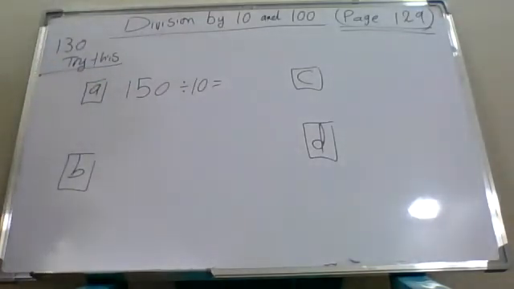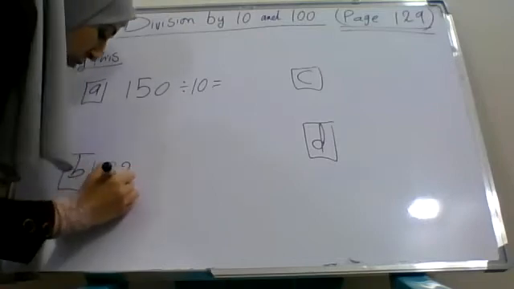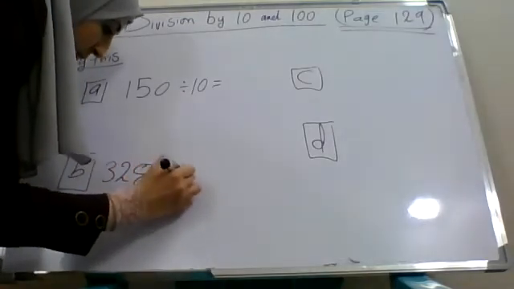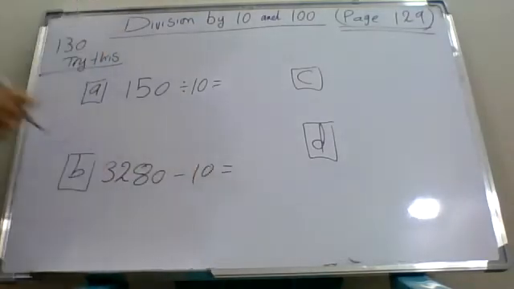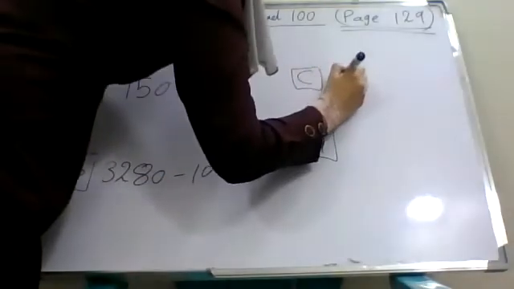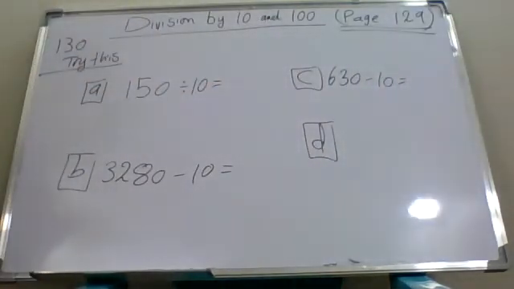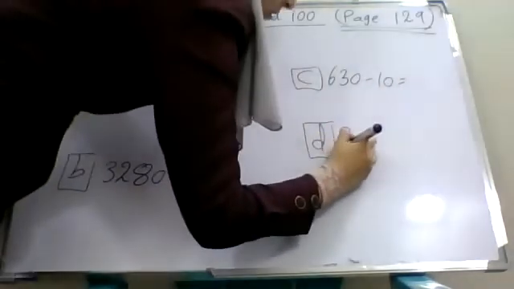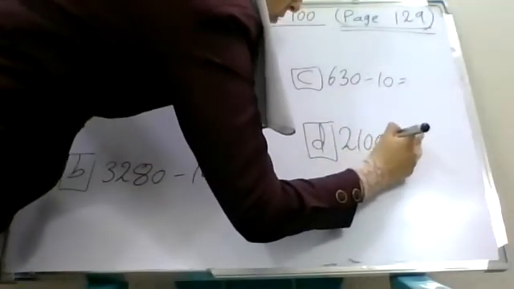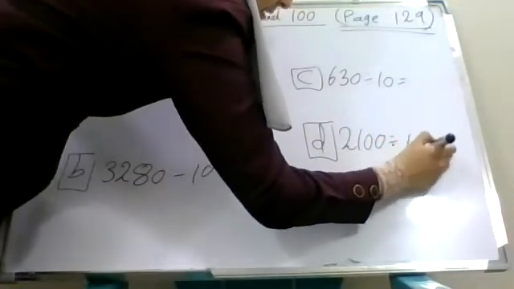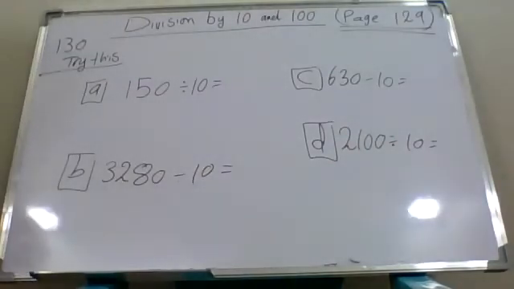The next one, B, it's 3280 divided by 10. Remember, in division we erase zeros. And 630 divided by 10. And the last one is 2,100 divided by 10. Okay, let's answer the first one, which is 150.